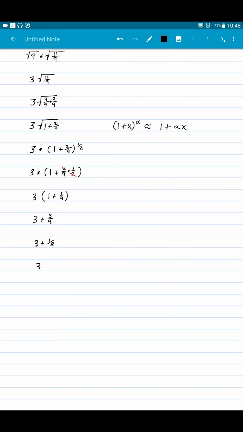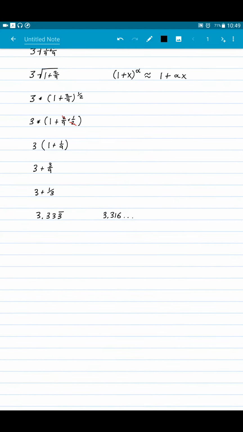And that is 3.333 repeating, which is pretty close to the actual value, which is 3.316, and so on. So that's the basics of how that works.